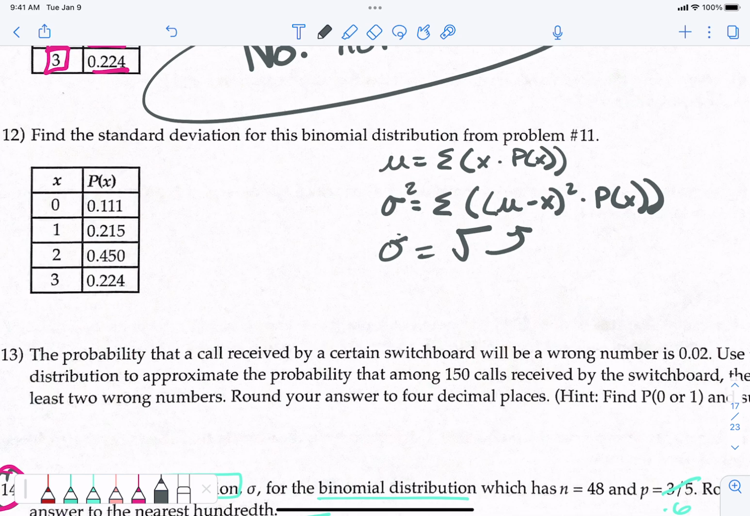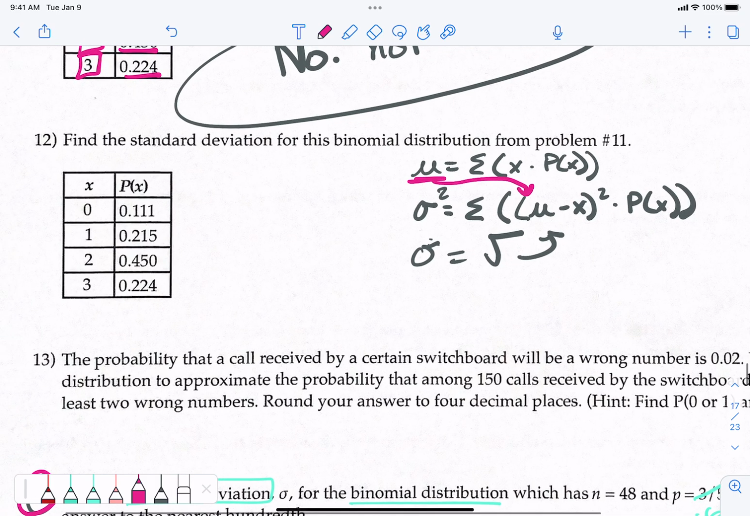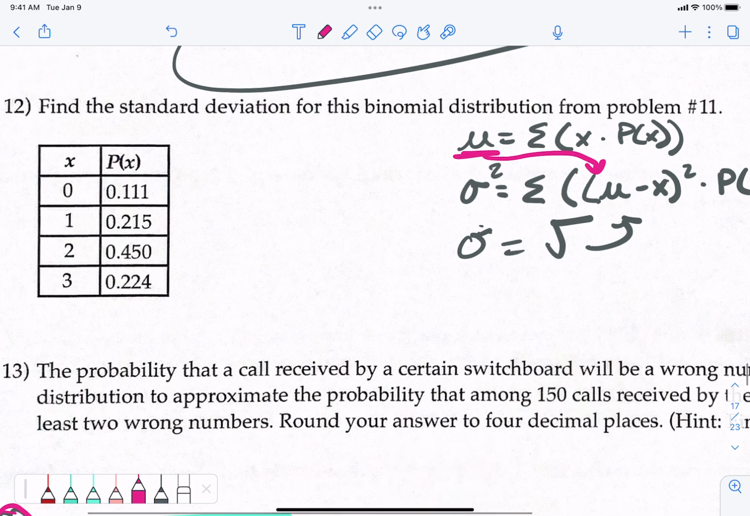This is going to be the one that you really need to pay attention to, because with these standard deviation problems, when you have a table, there's a lot of room for error. The first thing we have to do is find the average, because we need to know mu. Mu has to go down here in this formula. The average is going to be different.